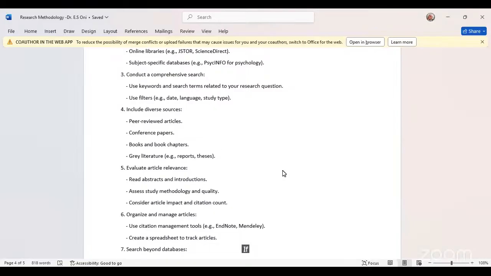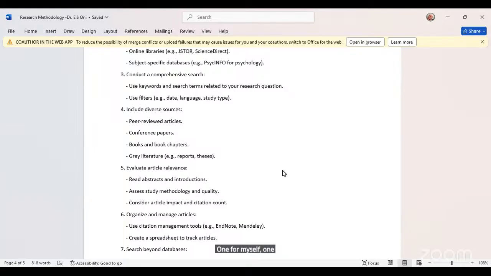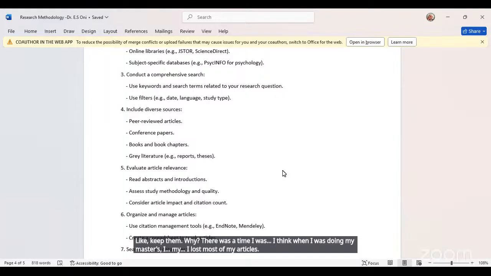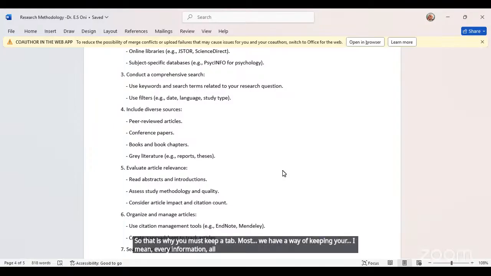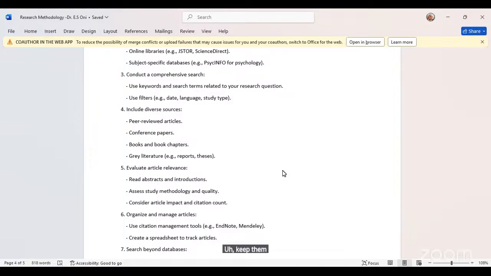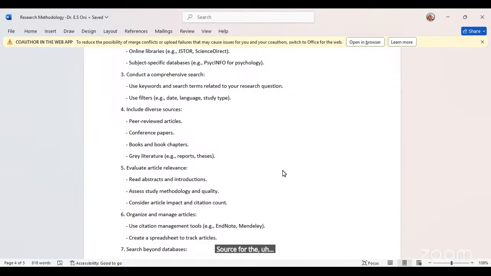Like what I did when I was doing my master's, I made 3 copies. Once I downloaded an article, I would make 3 photocopies: one for myself, one for my supervisor, and one for my file. Why? There was a time when I was doing my master's that I lost most of my articles, and most of the references I used, I could not find them till today. So that is why you must keep a tab. You must have a way of keeping all the downloaded articles, in case you misplace any of them, so you still have a source for the references.